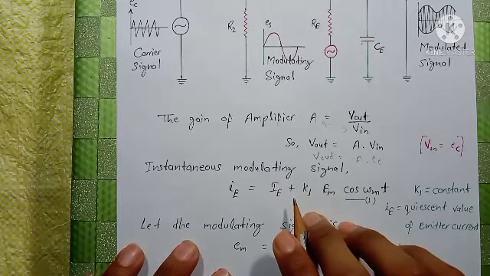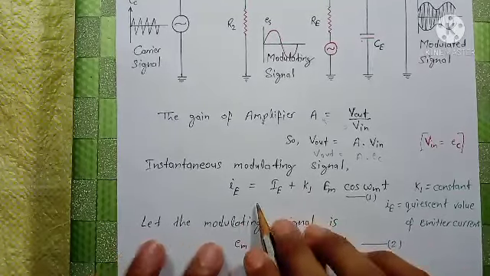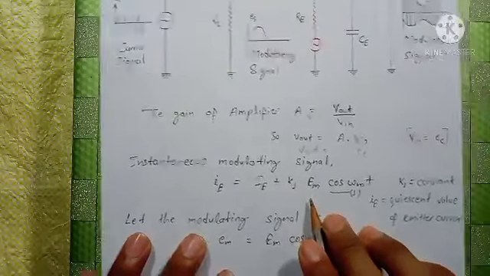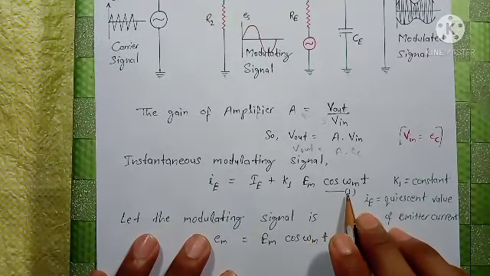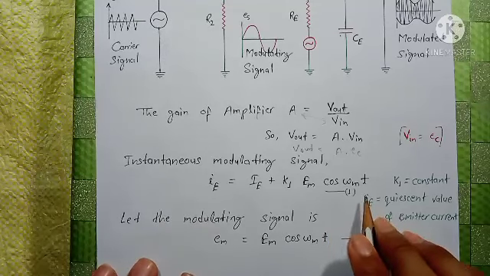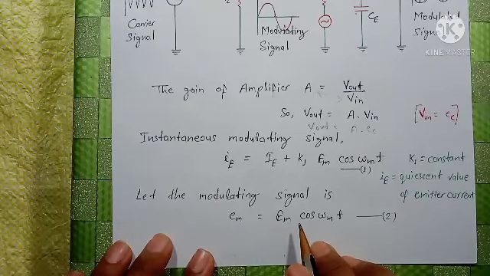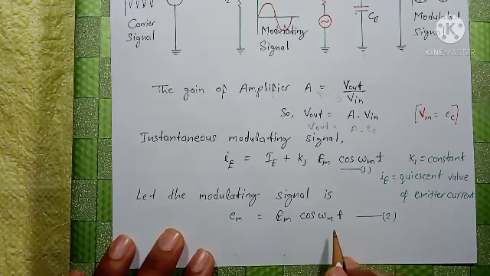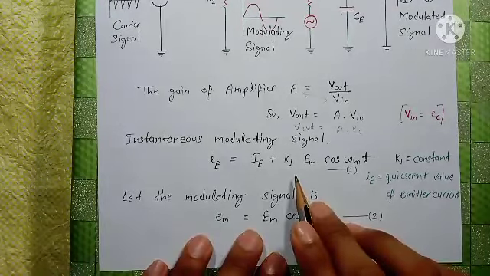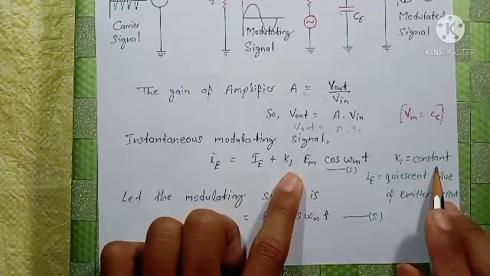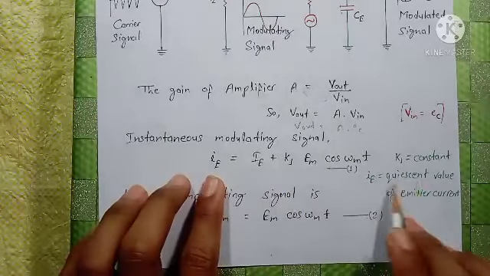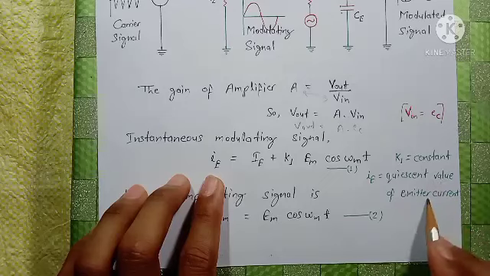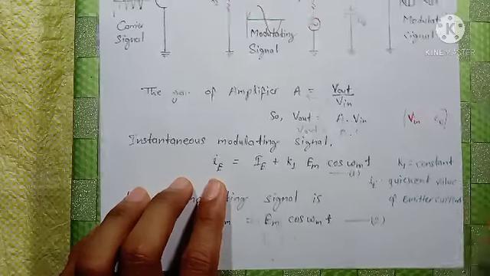The instantaneous modulating signal is given by IE is equal to IE plus K1 Em cos omega m t, and the modulating signal is given by Em is equal to Em cos omega m t. Here K1 is a constant, and IE is the constant value of the emitter current.